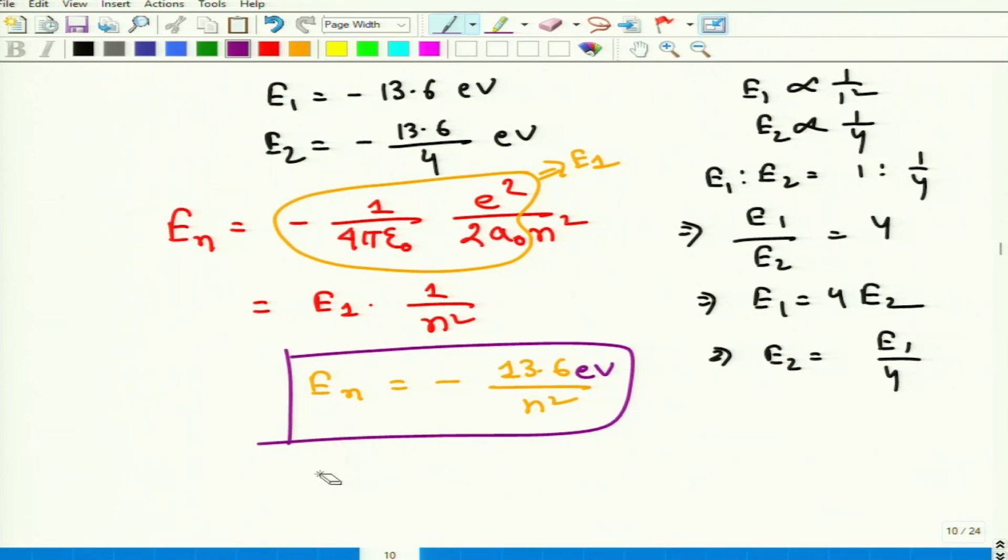I am not doing the calculation, we can just write it. For E2 it is minus 3.4 electron volt. For E3 it is minus 1.51 electron volt. For E4 it is something else. What we can see here is the gap between the E1 and E2 energy levels. The radius of the orbit is increasing, right? We have seen it.